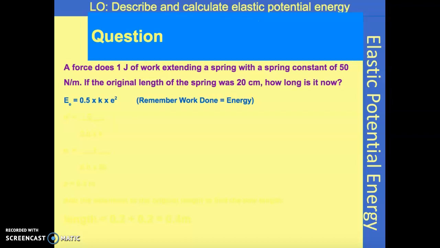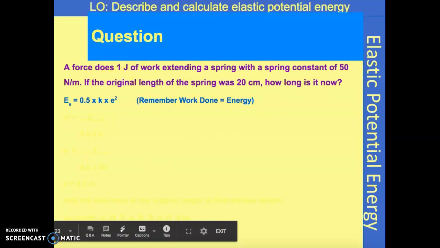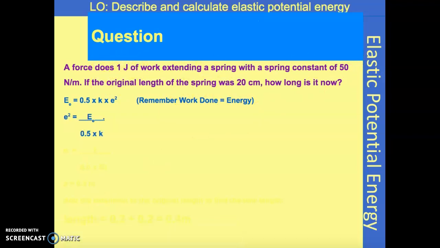Alright, so hopefully you realize that work done is equal to energy, so that means that 1 joule is going to be my elastic potential energy. So first off, I rearrange my equation. So the extension squared is equal to elastic potential energy divided by a half times K. Don't forget I square root it, and then substitute in all my numbers. So my energy, we said, was 1 joule divided by 0.5 multiplied by 50, because that was the spring constant. So my extension is 0.2 meters.